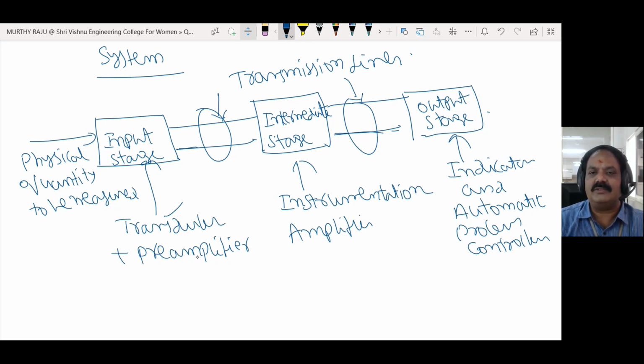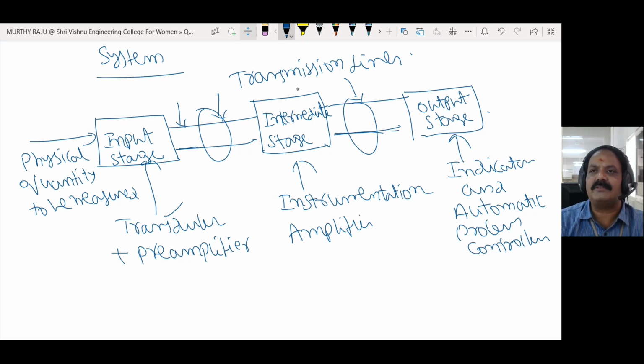The output of the transducer plus preamplifier is not enough amplitude to drive the sub stages of the instrumentation system. That is the reason we need an instrumentation amplifier to raise the strength of the signal. In between input stage and output stage of that system, we need some intermediate stage. That intermediate stage is called the instrumentation amplifier.